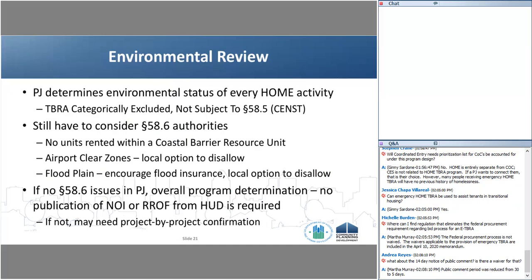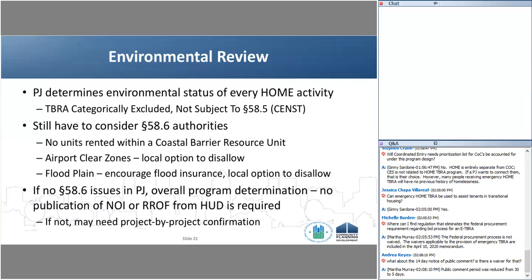Finally, one other thing to think about early, and fortunately for most of you, this will be a relatively easy one, though it's still something that we have to do and document in our program files, is environmental review. As most of you know, every HOME activity, whether it's TBRA simply to help with a security deposit, all the way up to building a 200-unit mixed-use multifamily complex on a brownfield site, is subject to environmental review.